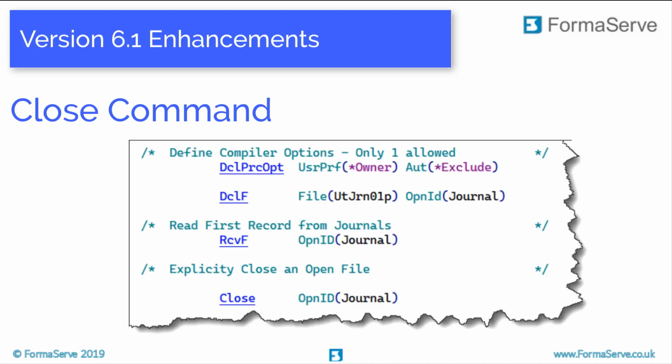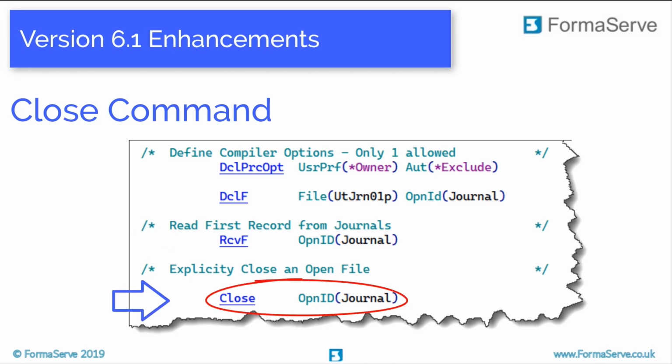The first one to take a look at is the close command. We can see here we've got the declare file where we're looking at our journal file. So on disk it is UTJRN01P, and we're going to use an open ID within the program, but just call it journal. That makes it a lot easier for us to read. The next line down, we're going to just receive the first record from that file, so we do the receive file, and then after that we can see the close command. So this is the new part.